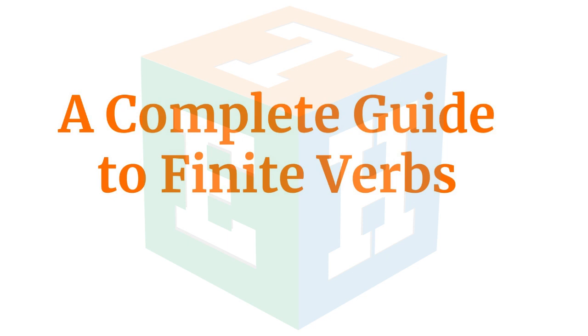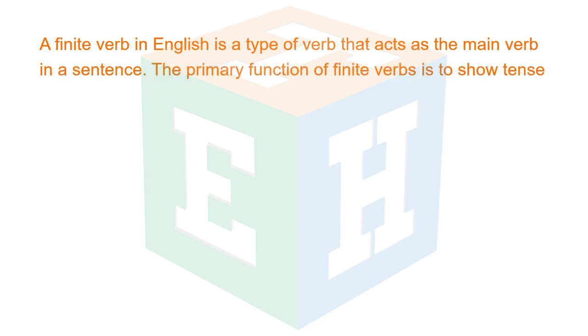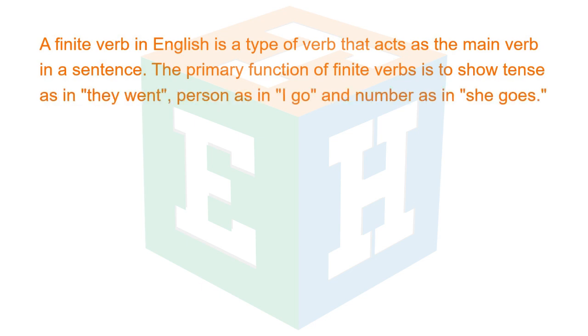In today's video, we're going to be looking at a complete guide to finite verbs. So let's get started. A finite verb in English is a type of verb that acts as the main verb in a sentence. The primary function of finite verbs is to show tense, as in they went, person as in I go, and number as in she goes.